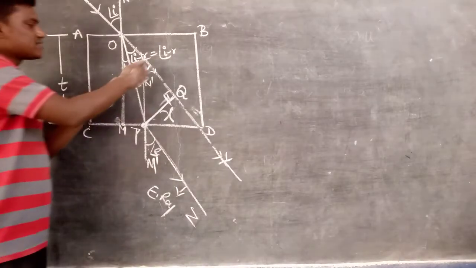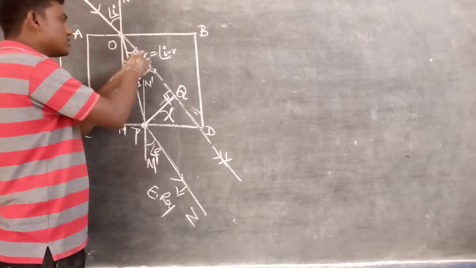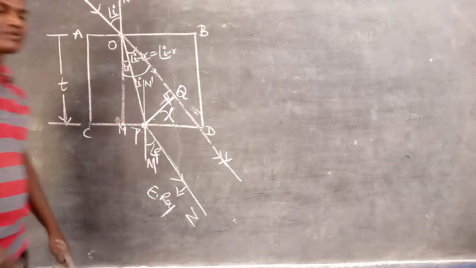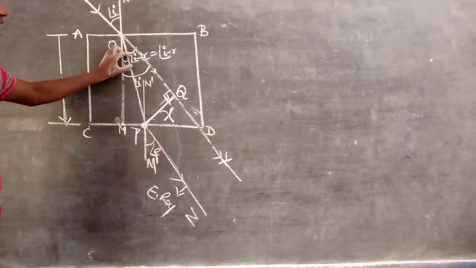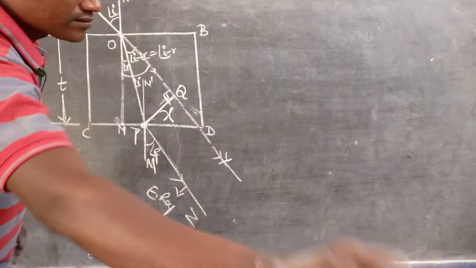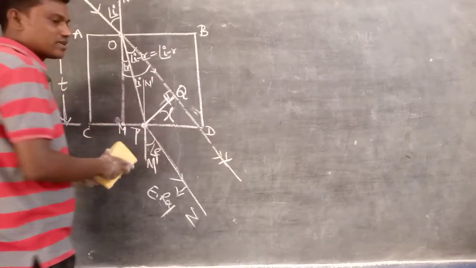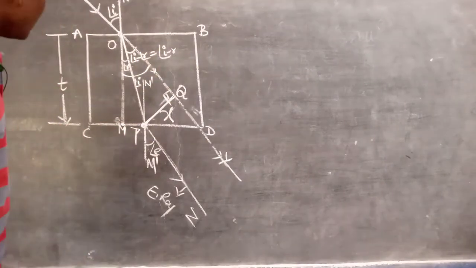For example, if it is 30 and this is 15, then 30 minus 15 is the meaning of this angle. That's why this is angle I minus angle R. Simply, the angle of I minus R.